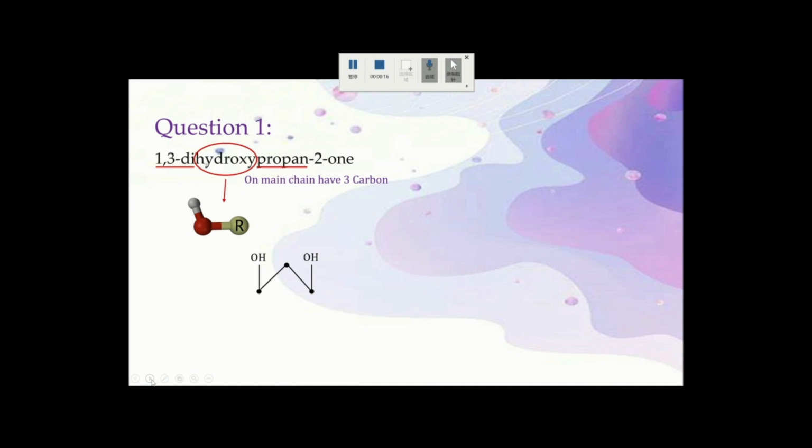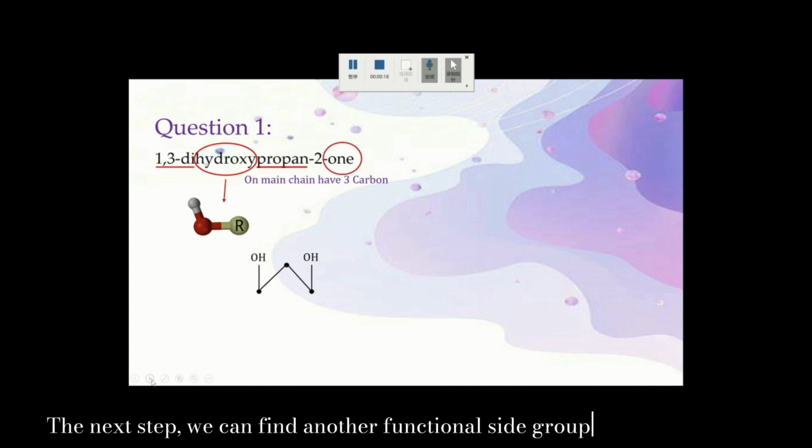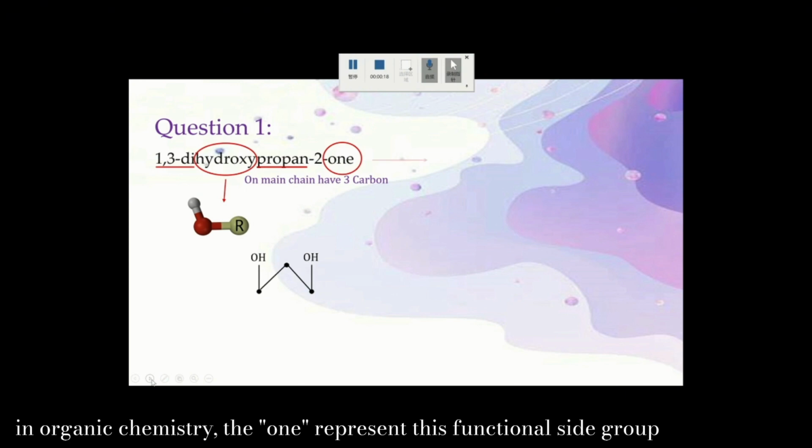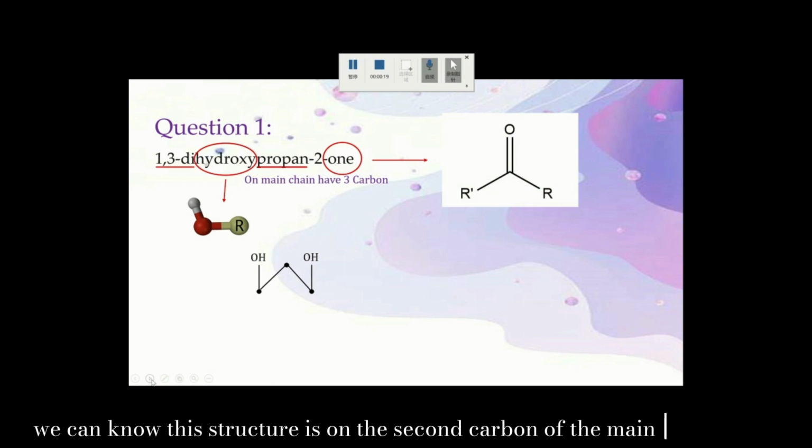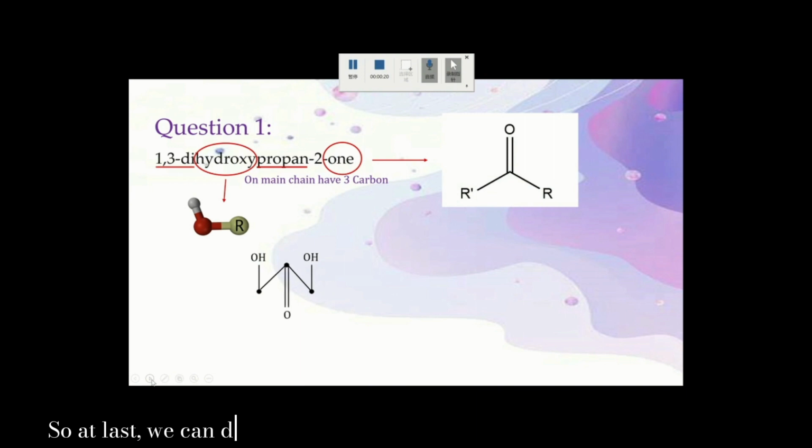The next step, we can find another functional side group. In organic chemistry, the "-ene" represents this functional side group. Based on the number in front of this functional group, we can know this structure is on the second carbon of the main chain. So at last, we can draw the final answer.